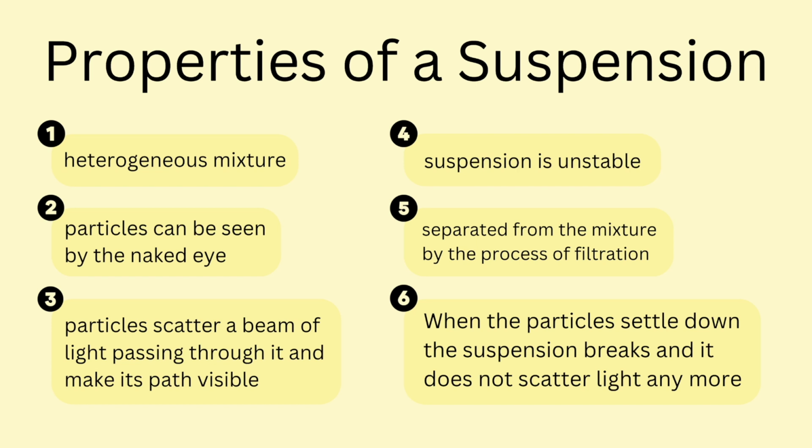And the last and final property is that when the particles settle down, the suspension breaks down and they don't scatter light further. Since it's unstable, if you leave it undisturbed for a while, the suspension breaks down. It is not a suspension anymore. So in that case, if you flash light into it, it would not trace the light. You will not be able to trace the path of the light in that anymore. So that is the last and final property of the suspension.